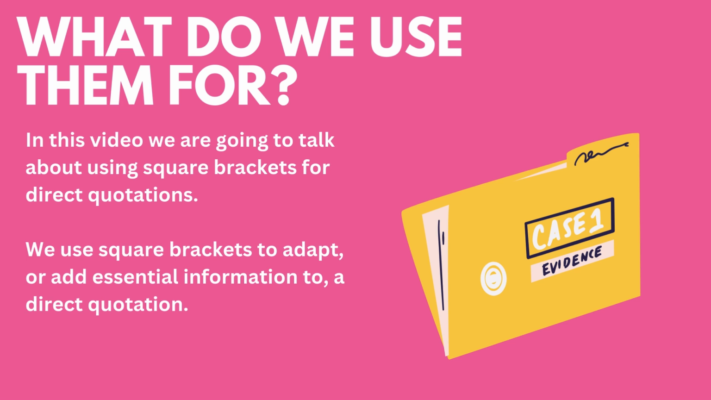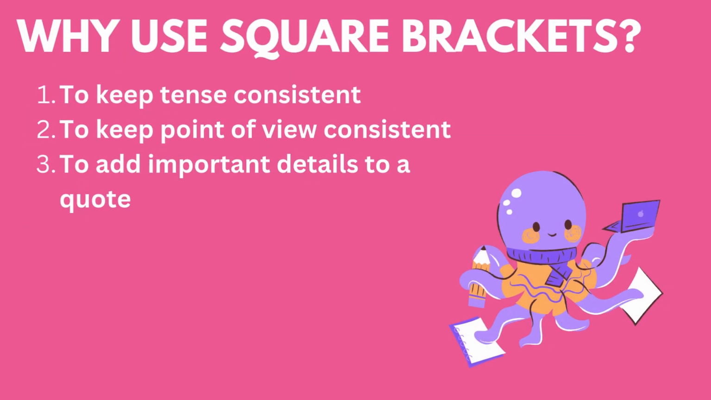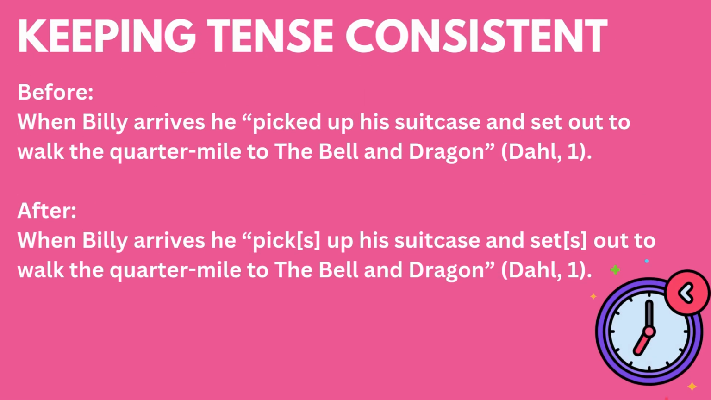Essentially, we use square brackets to adapt or add essential information to a quotation. More specifically, we use square brackets to keep tense consistent, to keep point of view consistent, or to add important details to a quote, and we're going to jump into some examples right away here. First one is keeping tense consistent.